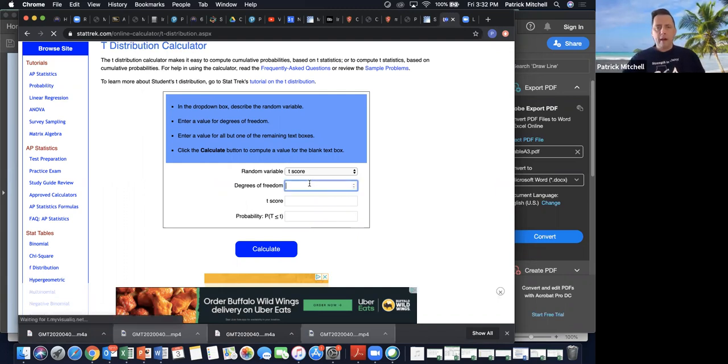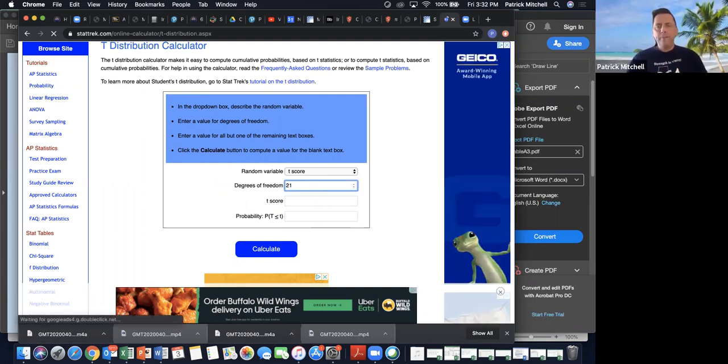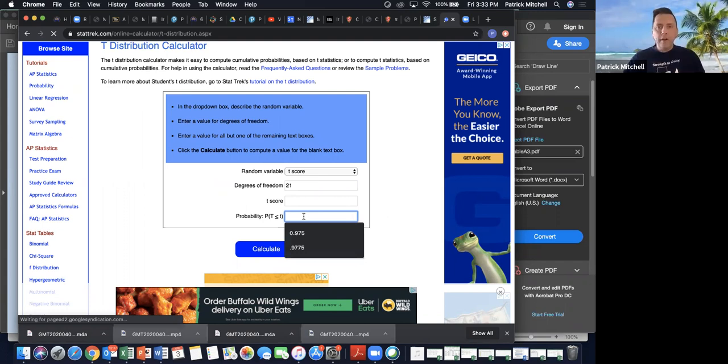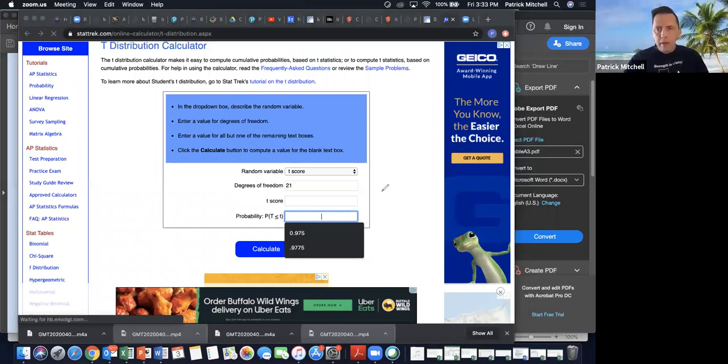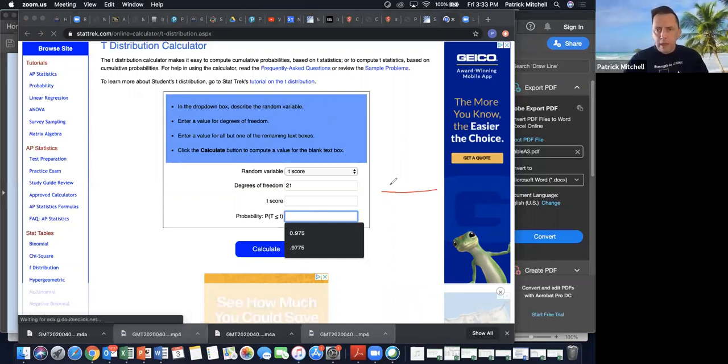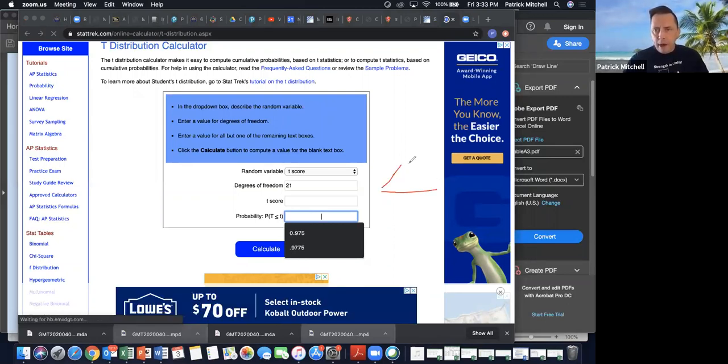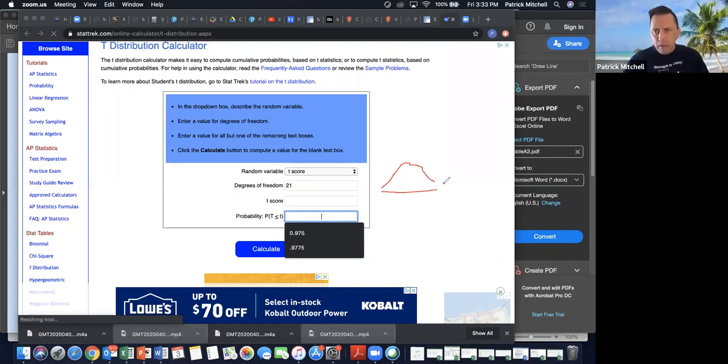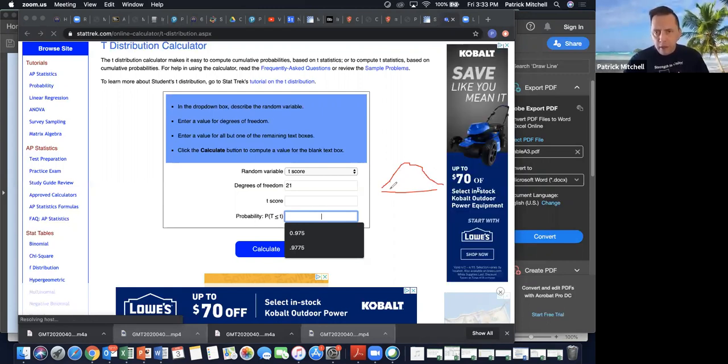So in this case, we have 21 degrees of freedom. We're looking for a t-score, so I'm going to leave that blank. I'm going to go down here. It says the probability that t is less than or equal to little t. All right, so I think I should probably draw a picture here. Okay, so just to explain what I'm going to enter in that box. Okay, so in the middle we have 99%.